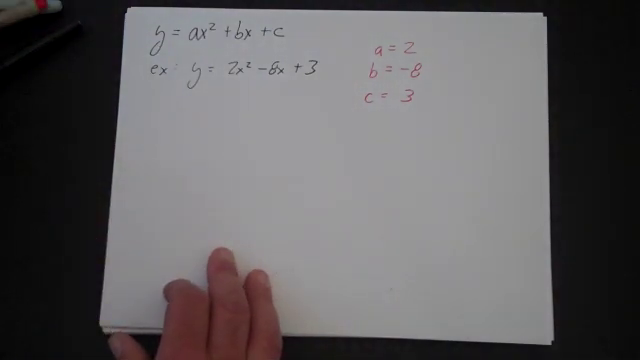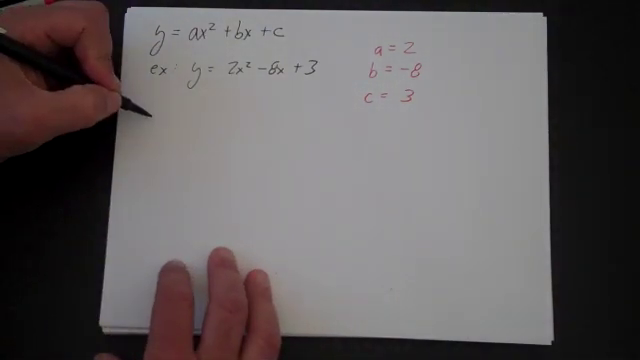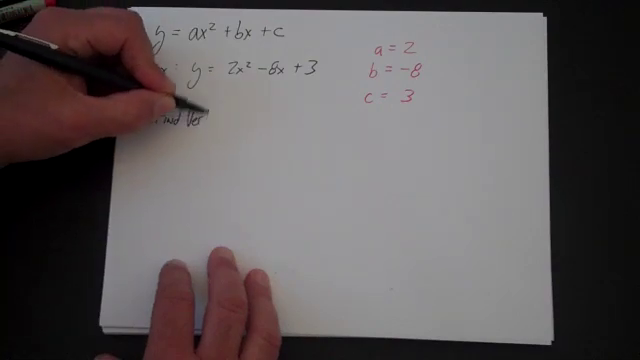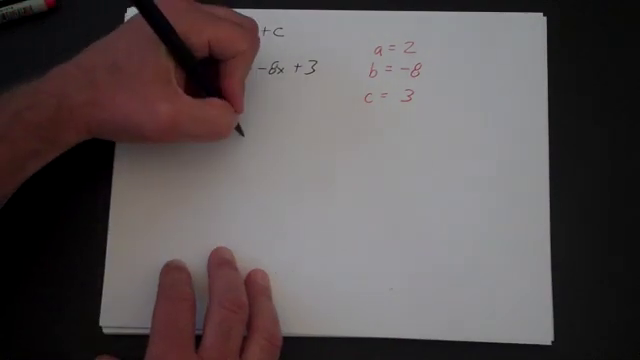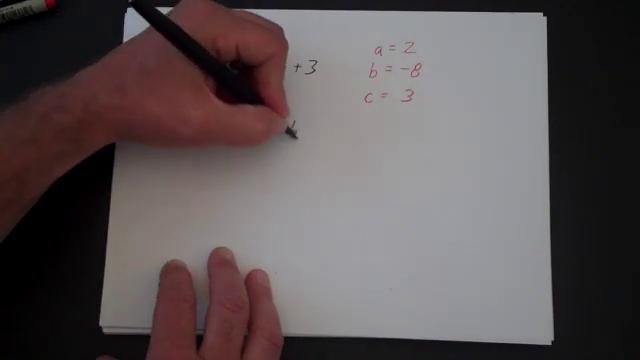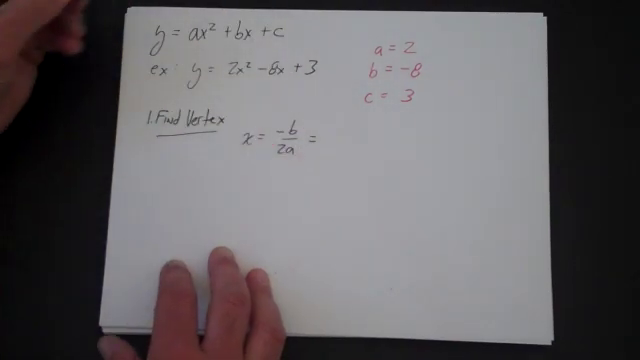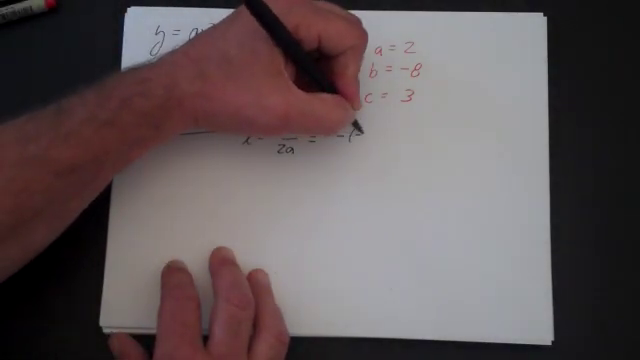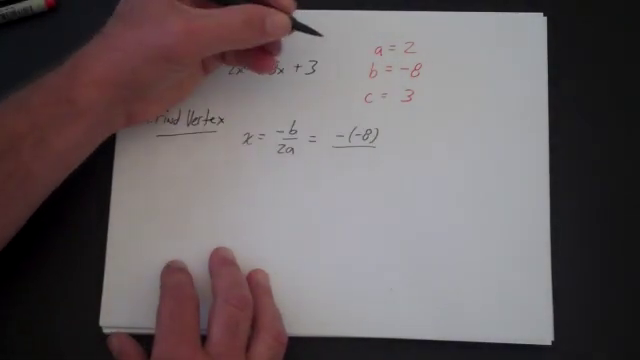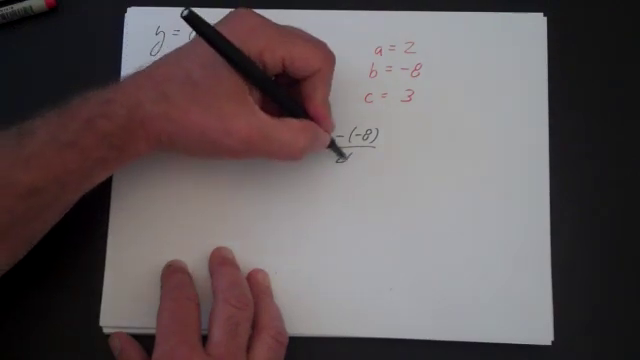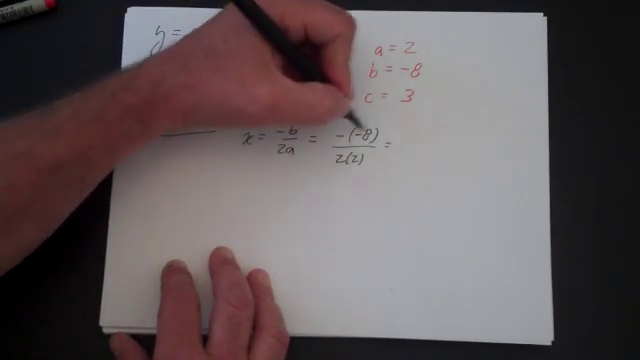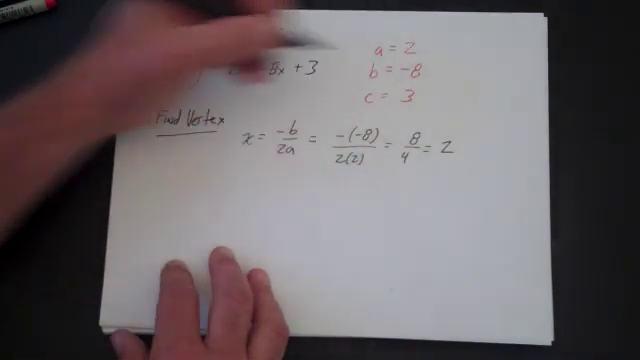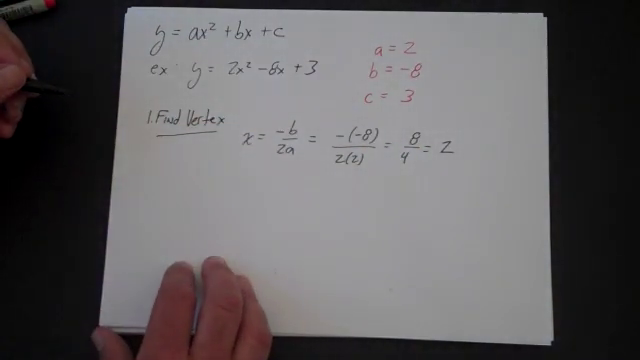So in this case, the way that we find it is the first step is to find the vertex. And the way that you find the vertex is you use the formula x is equal to minus b over 2a. In this case, minus b, so it's the negative of a negative 8, over 2 times 2. So a negative and negative is a positive, so that's a positive 8 over 4. So x is 2. So the x value of the vertex is 2.